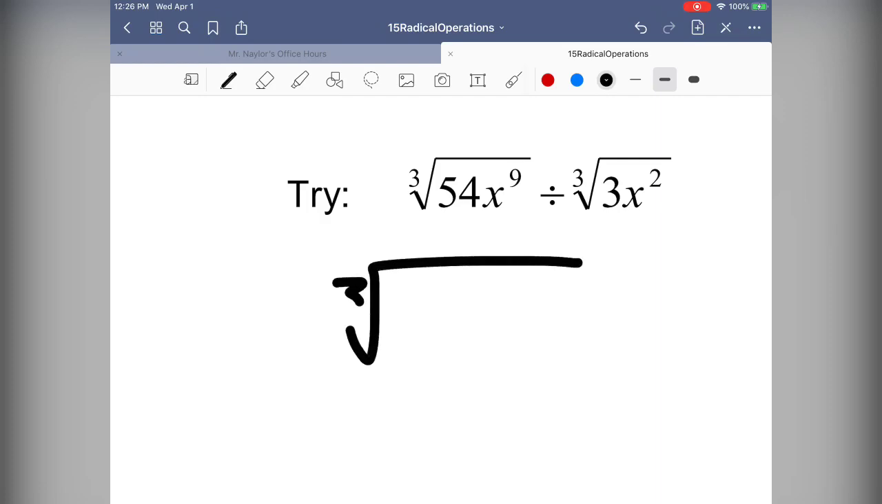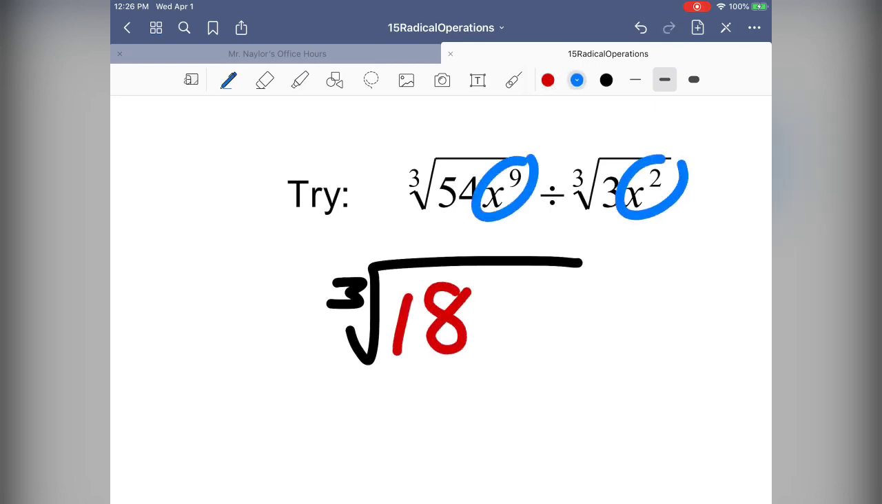All right, now of course the index is the same, which allows us to do this in the first place, but if I divide 54 and 3, I'm going to end up with 18. Now, when you divide the x's, what you're really doing is subtracting those exponents, so we end up with x to the 7th.